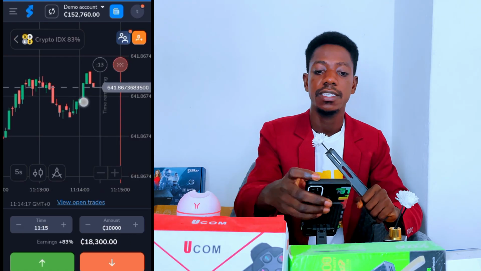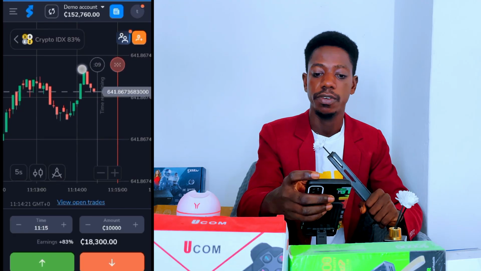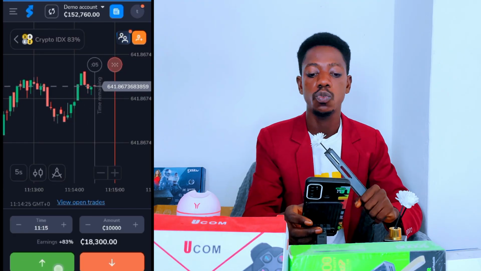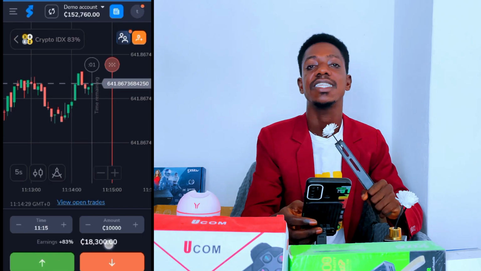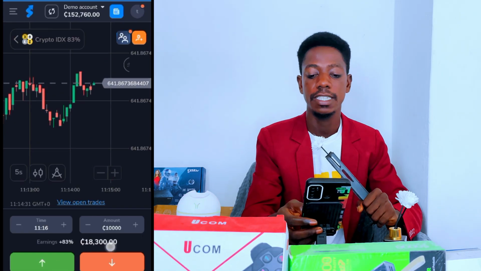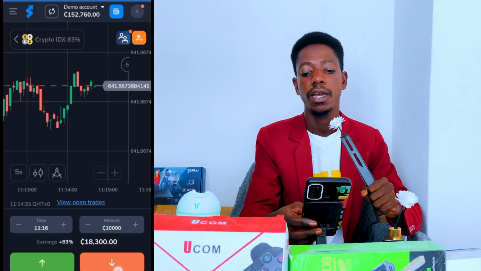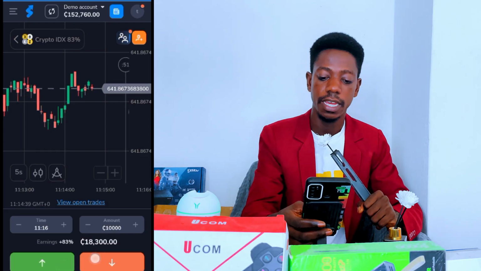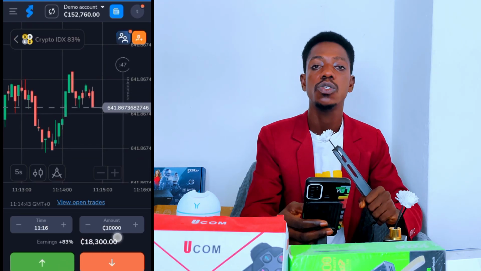with the asset selected as crypto IDX with 83% profit, it means if I predict that the crypto IDX will go up and it hits my prediction, I'm going to get 83%, which will be equivalent to 8,300 Ghana cedis. But if I go for the upward trend and it goes against the trend within the time that I set and it goes down, it means I'm going to lose the amount that I used to predict.